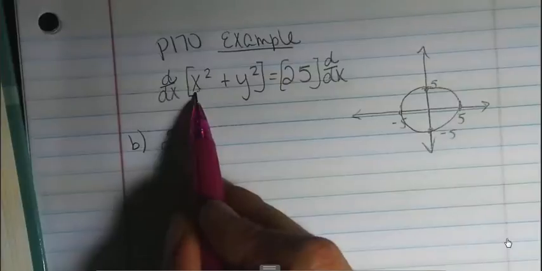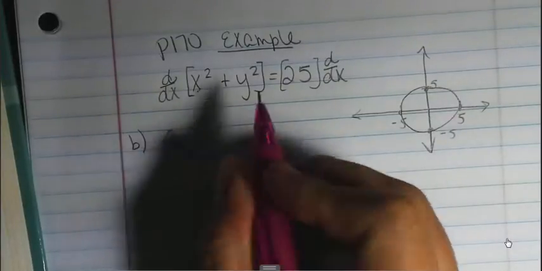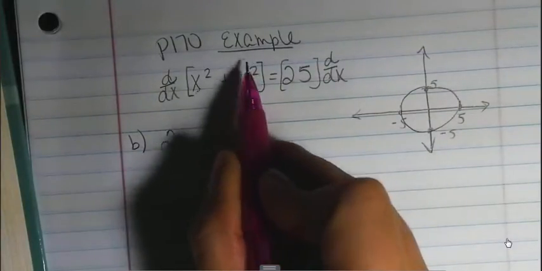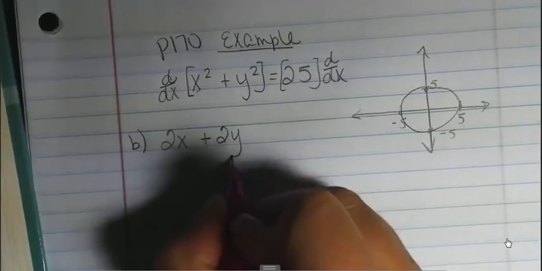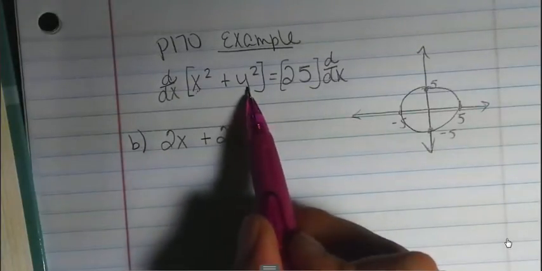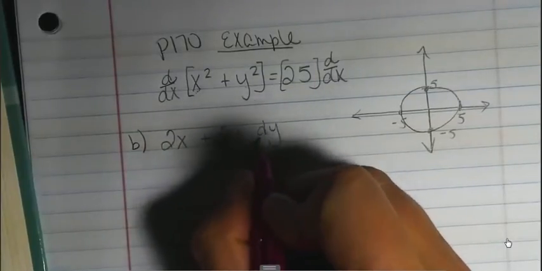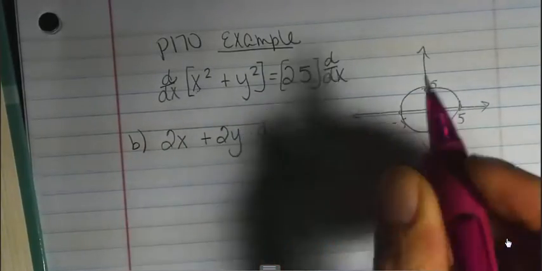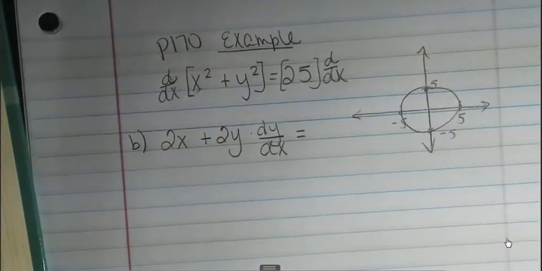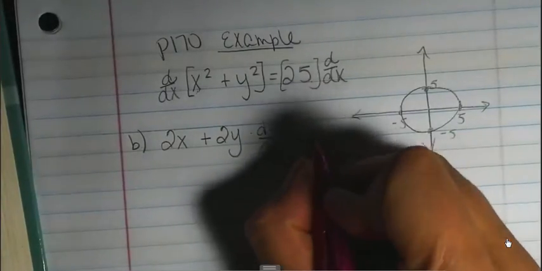So I'm done with the first term. Now my second term, I'll do the exact same thing. I'm going to do the power rule, so bring down the 2. I've got 2y. And then I need to do the chain rule, so the derivative of y with respect to x. And on the right-hand side, the derivative of any constant is going to be 0.